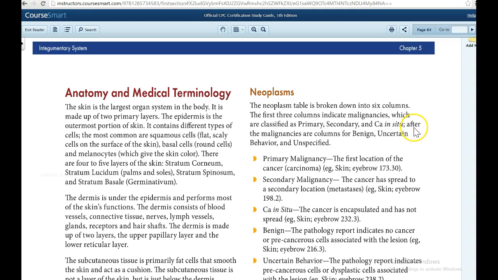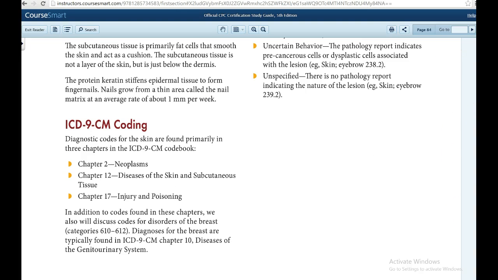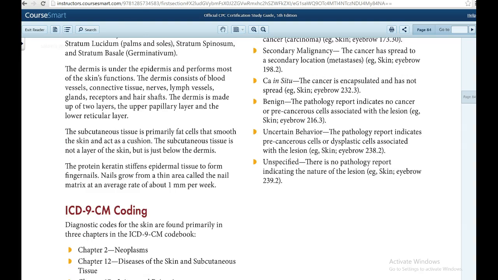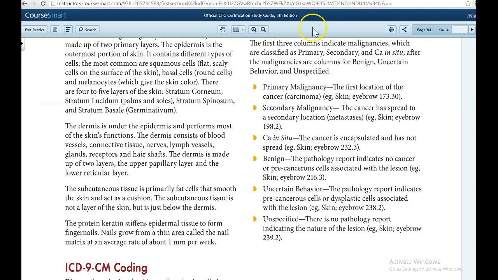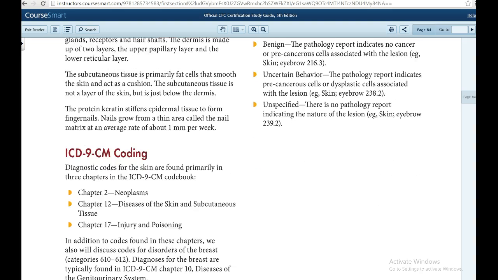Then after the malignancies, you have columns for benign, uncertain behavior, and then unspecified. So make sure you go back and look over these definitions: primary, secondary, in situ, benign, uncertain behavior, and unspecified. Make sure you know the definitions of those.